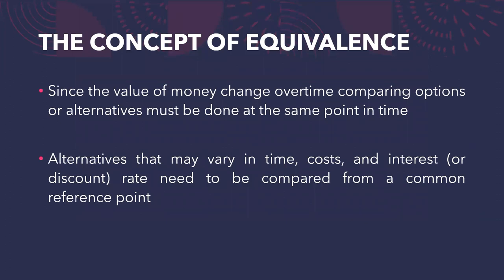So the concept of equivalence. There's something called the concept of equivalence. We have already discussed this as well. The value of money changes over time. Comparing the options or the alternatives must be done at the same point in time. That is why we basically get the net present value.